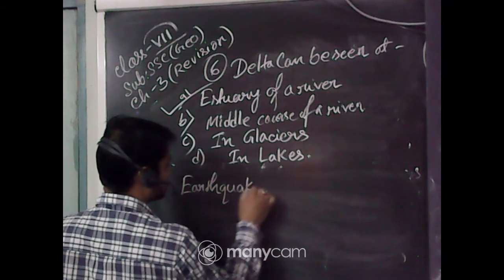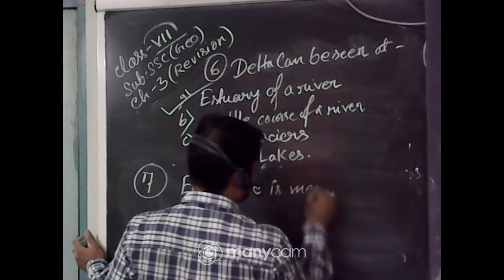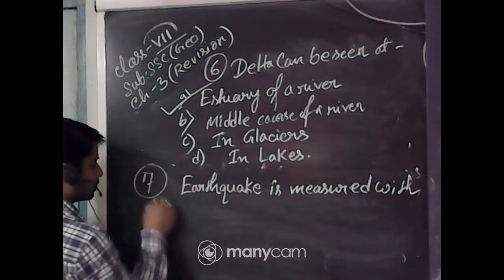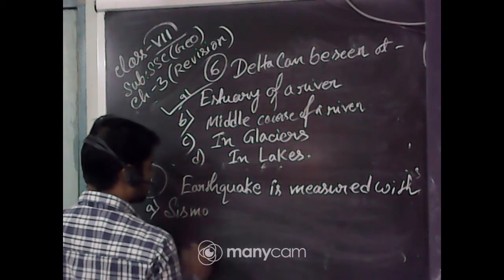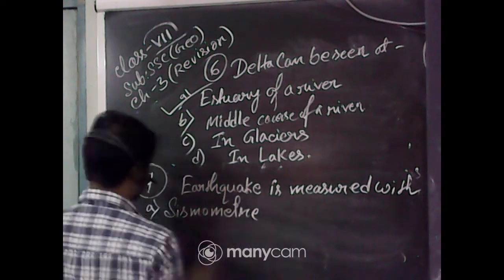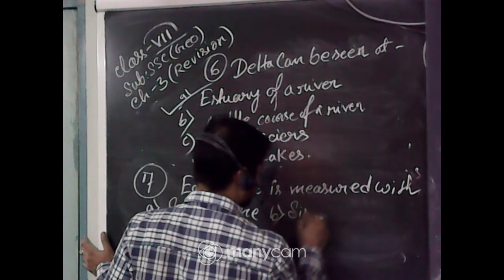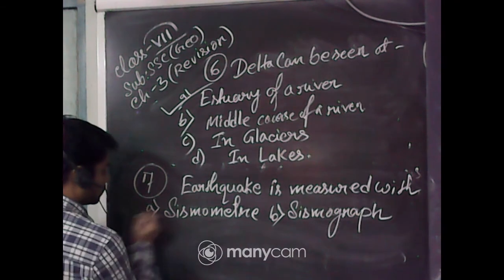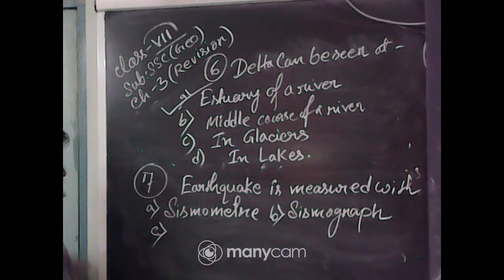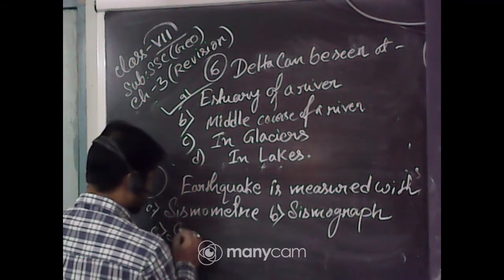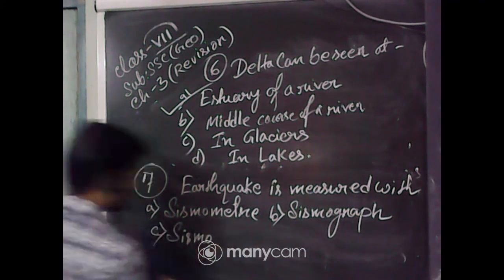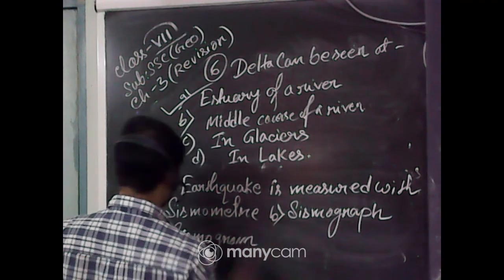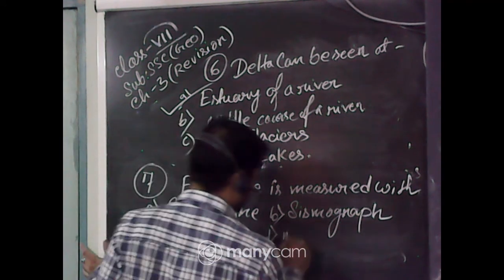Earthquake is measured with A, seismometer; B, seismograph; C, seismogram; and D, none of these.